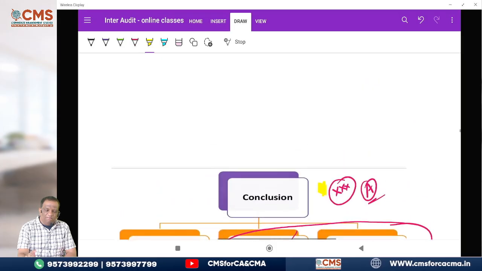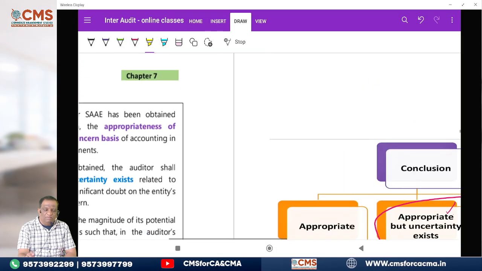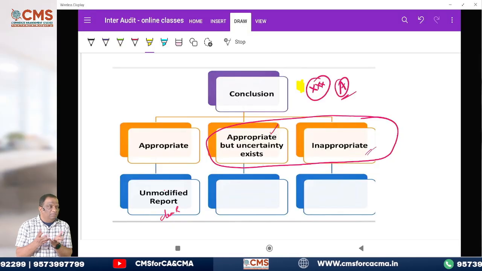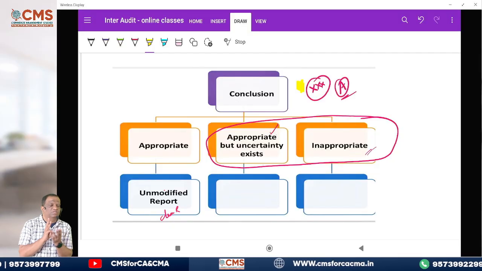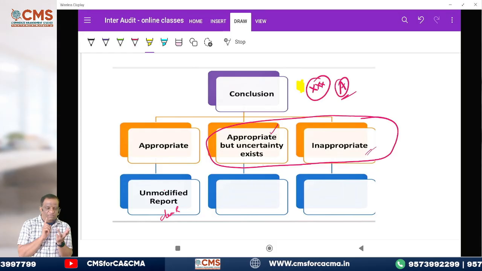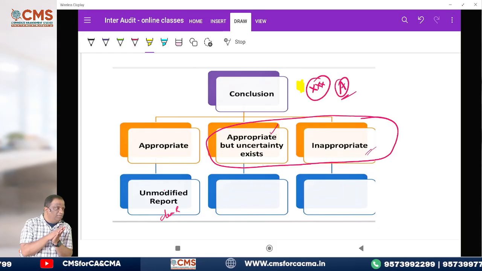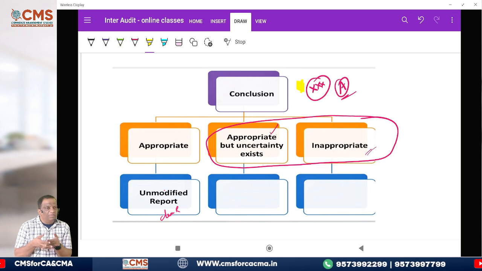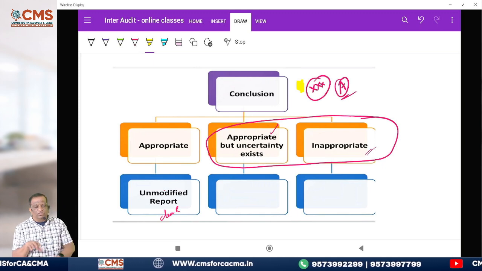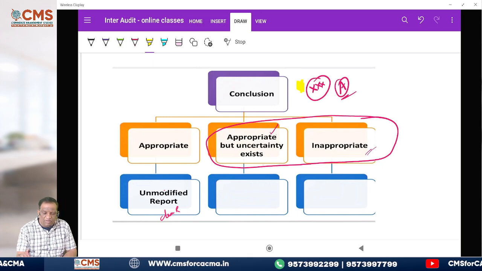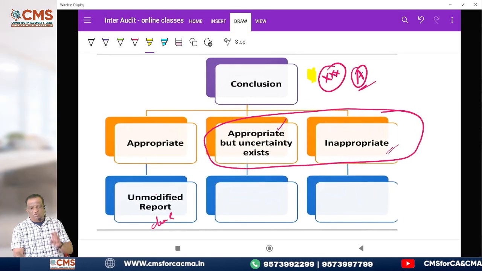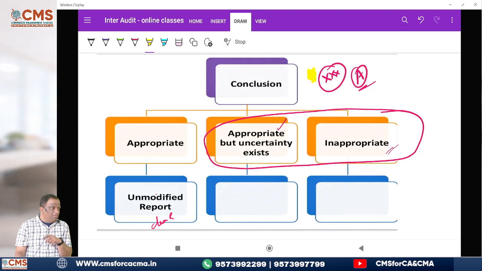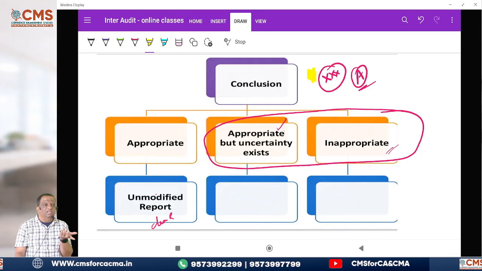Now, based on your analysis, you may come to one of these 3 conclusions. As a revision, what are the 3 types of conclusions you can come to? First, talk about the extremes: appropriate or inappropriate. The third one is appropriate, but uncertainty exists. So these are the 3 ones. Now, let's revise one more time. What are the 3 types of conclusions we would get into? Appropriate, inappropriate, and appropriate but uncertainty exists.